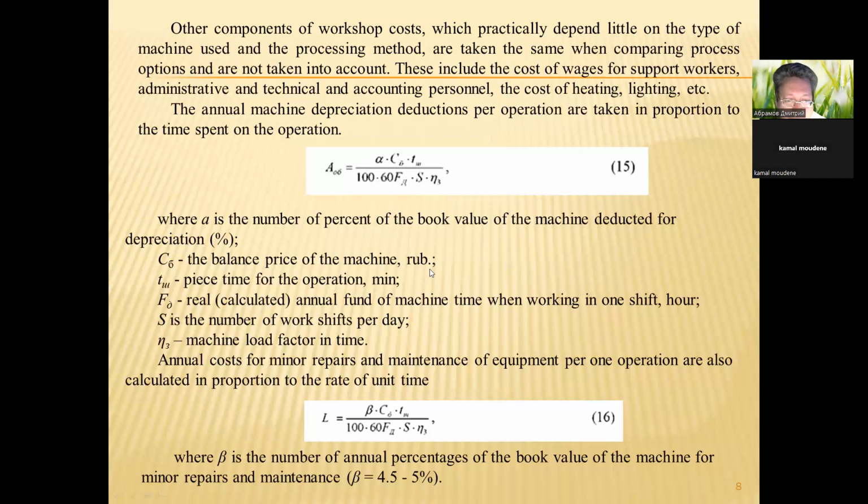Annual costs for minor repairs and maintenance of equipment per one operation are also calculated in proportion to the rate of unit time. Formula 16. Where beta is the number of annual percentage of the book value of the machine for minor repairs and maintenance. Beta is equal from 4.5 to 5%.